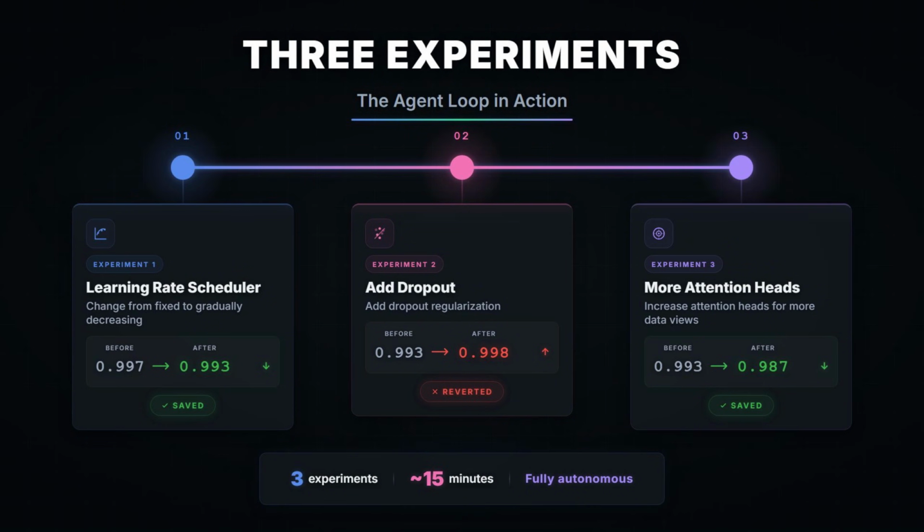Now imagine that running all night. You go to sleep, you wake up, and there are 82 completed experiments with a full log of everything that was tried. And that's auto research.